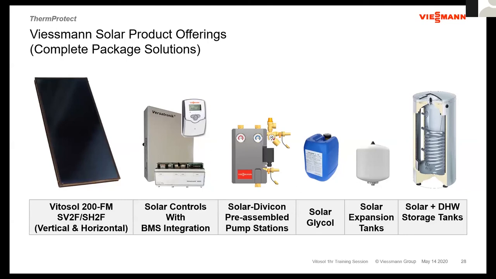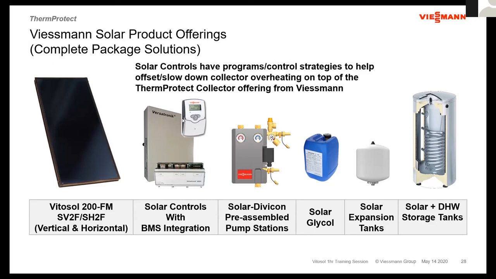The glycol, we've got obviously the collectors, we've got controls, and the different pumping stations that have all the different things like check valves and thermometers and pressure gauges and stuff. If we combine the solar controls, which have programs in them and control strategies to help offset or slow down that collector overheating, on top of the ThermProtect, it adds that much more to that particular system. So we can really use some of the different strategies that we have in these controls to slow that rate of heat getting into the collectors and essentially keep these systems in real low temperature operation. So just more that we can use to make that system operate even more efficiently and better.